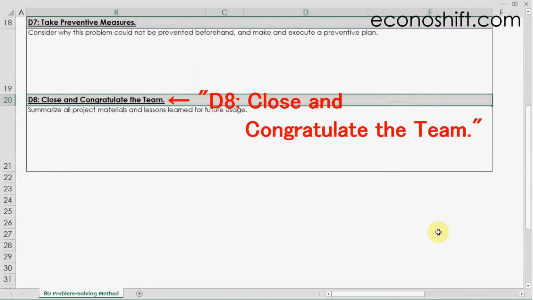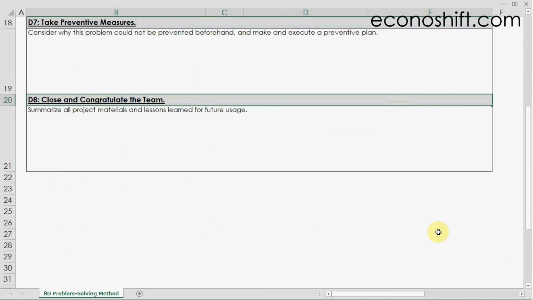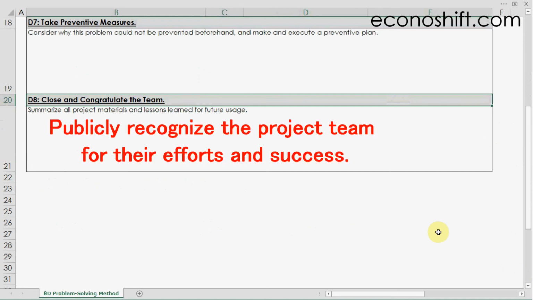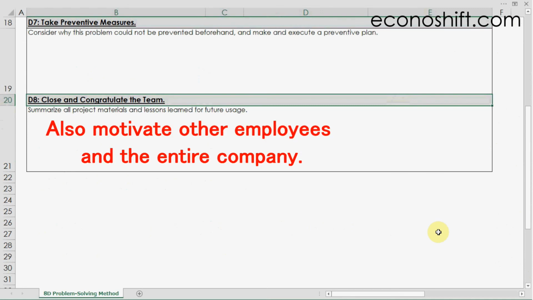The last step is D8. Close and congratulate the team. Summarize all project materials and lessons learned in order for other project teams in the company to refer to or reuse them. Lastly, publicly recognize the project team for their effort and success. This will not only motivate them, but also motivate other employees and the entire company.